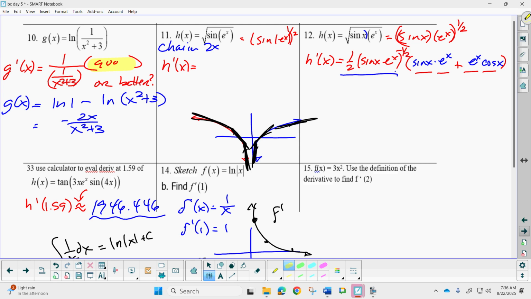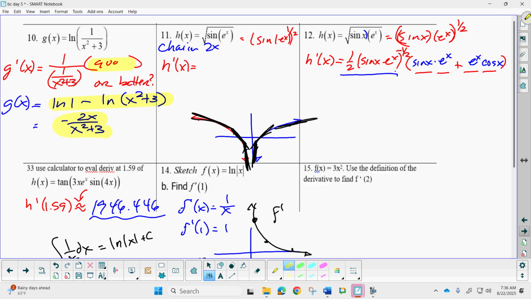And the best way to do this is before taking the derivative, rewrite that with a little log rule. Isn't log of a quotient equal to log of 1 minus log of x squared plus 3? Then you don't have that quotient rule, and boom, your derivative is easy peasy, -2x over x squared plus 3. Little old guy trick for you there, people. 11, I'll check myself.